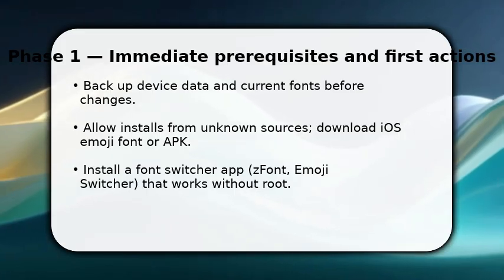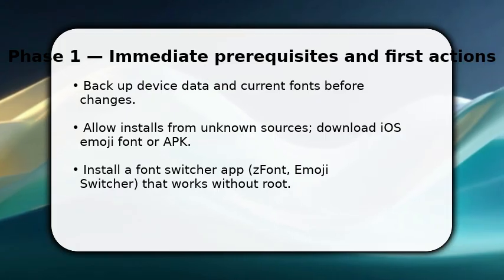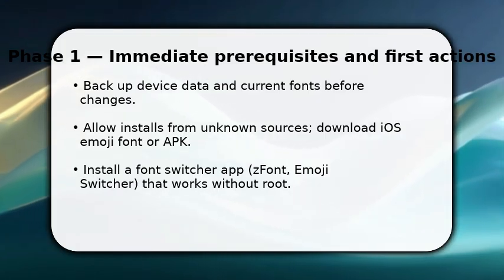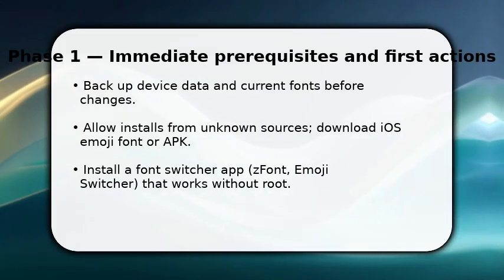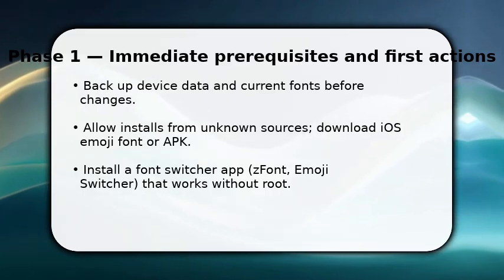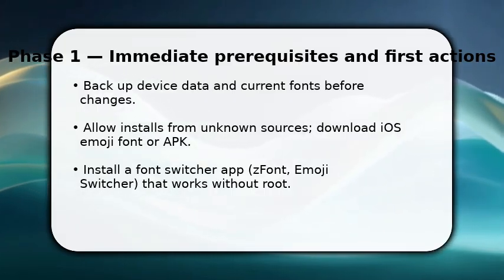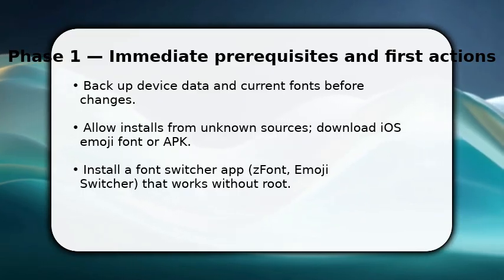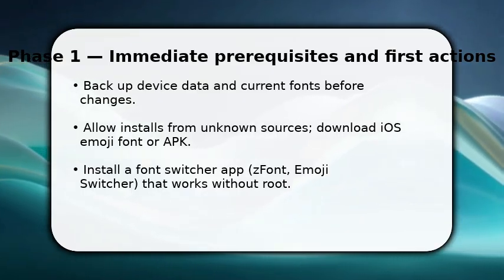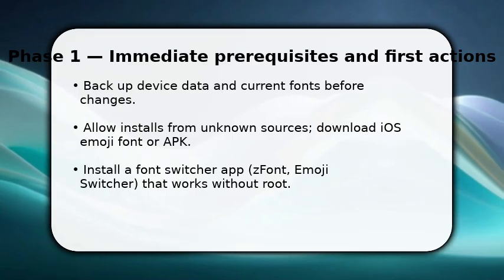You start by preparing. Back up your phone and current fonts so you can restore if needed. Next, allow installs from unknown sources in settings because you will install a third-party font or APK. Then download a reputable iOS emoji font package and the Z font or emoji switcher app.